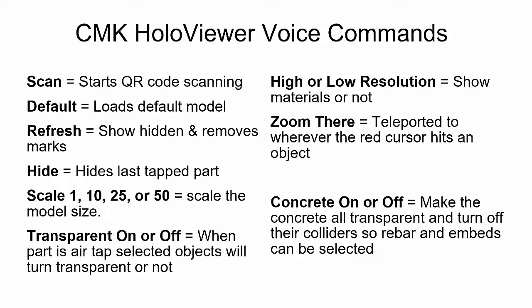Now the last one is concrete on or concrete off, which basically will turn anything that has the material type of concrete from the Tekla Structures model. It'll turn all of those objects transparent, and it turns off the colliders. So basically when you're air tapping on objects, you can't highlight the actual concrete, and that's important in this mode because you may want to select on reinforcement or embeds that are inside that concrete to inspect that detail.